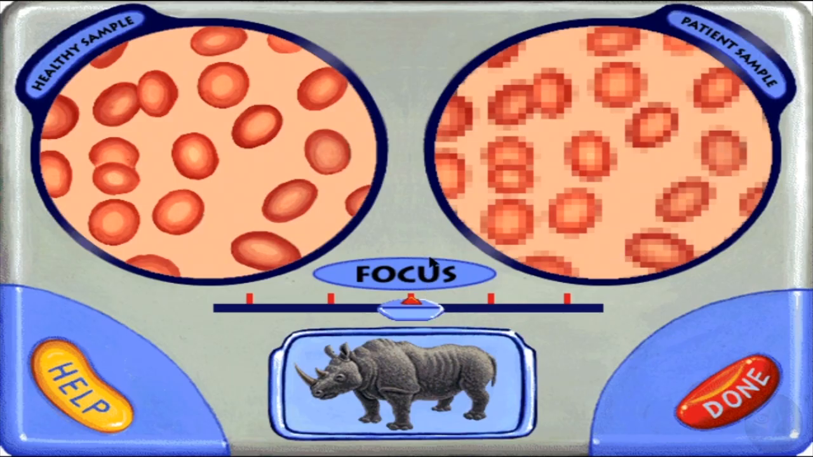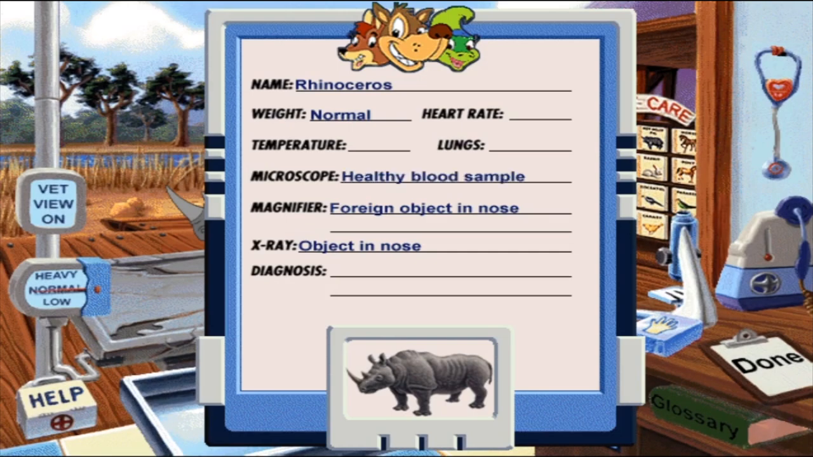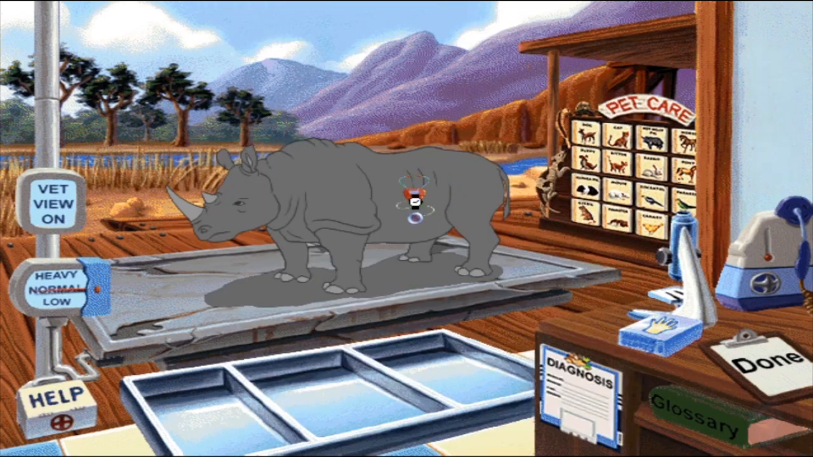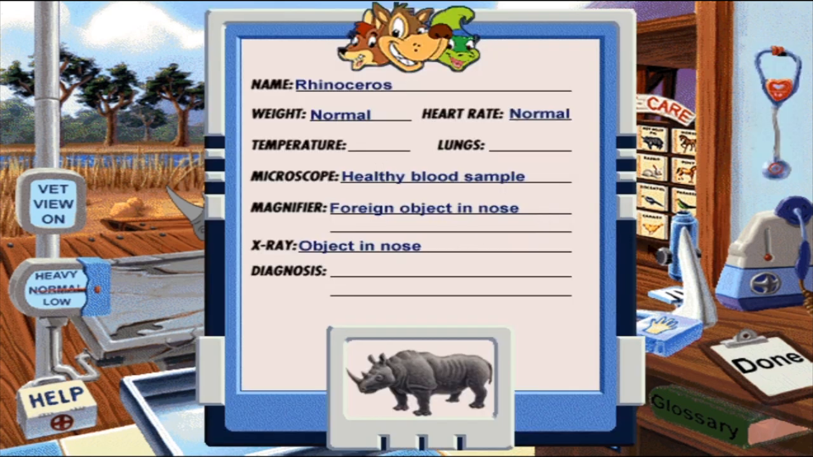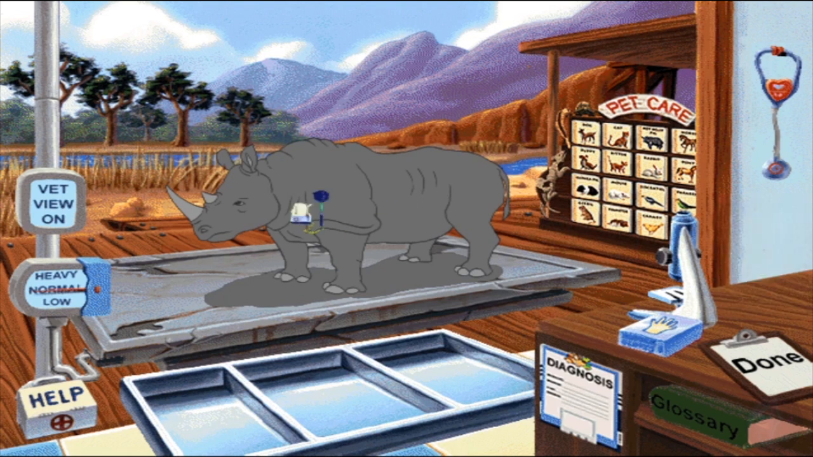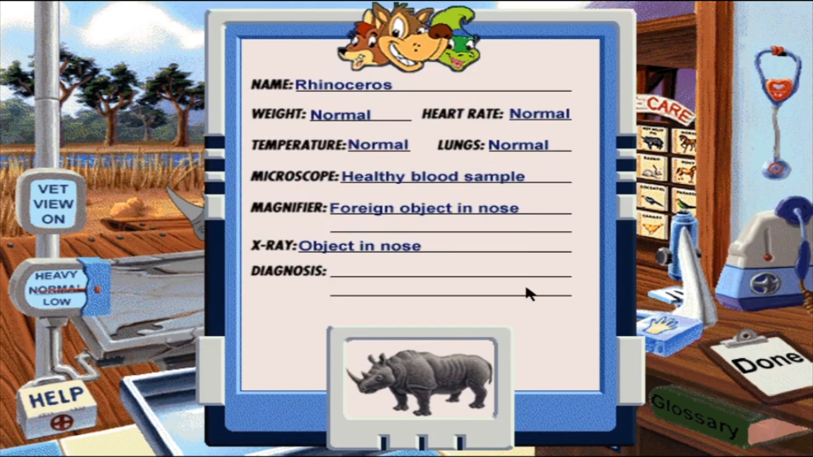Go ahead and focus these. Well, this sample looks healthy. Let's move on to another exam tool. Healthy blood sample. The animal's heart rate is normal. This animal's lungs sound normal. This animal's temperature is normal.